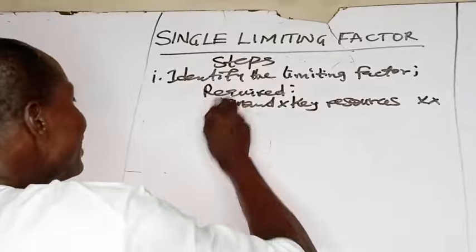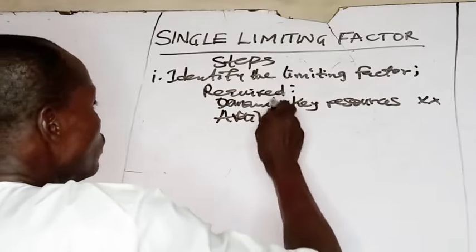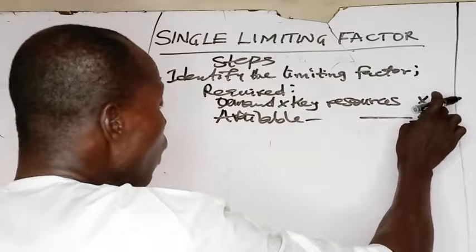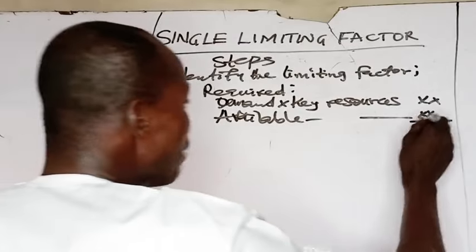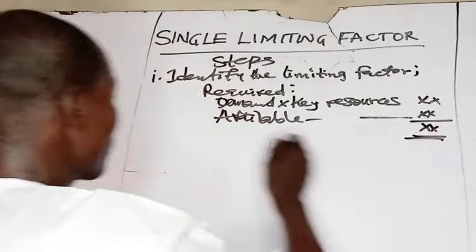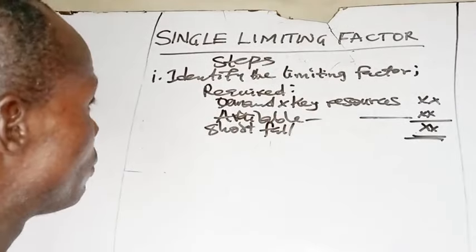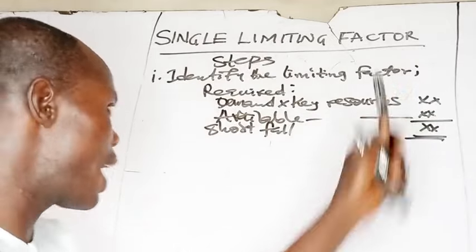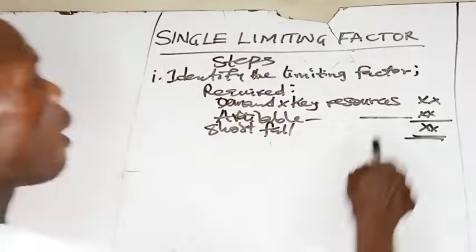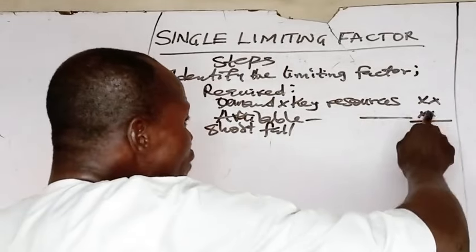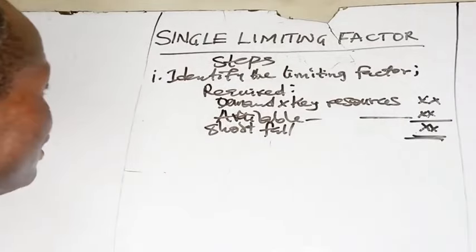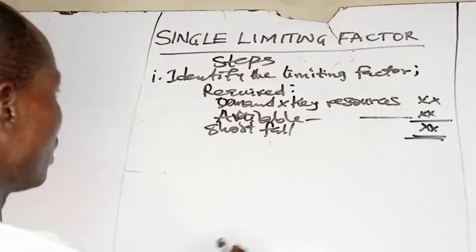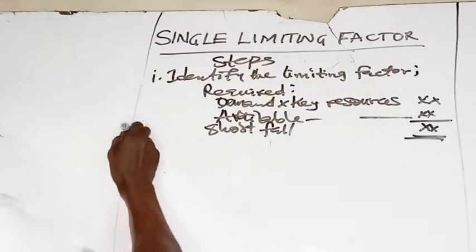So you now compare it with the amount available. How much is available? Where the amount available is lower than the amount required, there will be a shortfall. That is, the amount required is more than the amount available. But where the amount available is greater than the amount required, that means that resource is not a constraint to the entity. That is the first step.